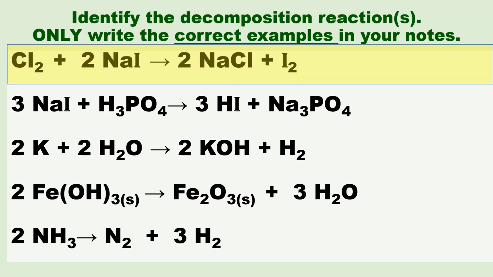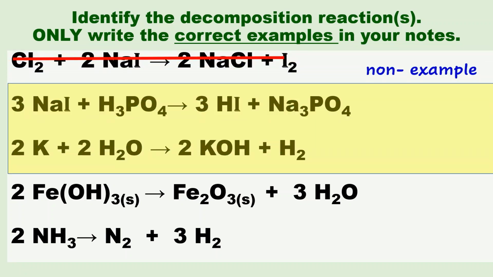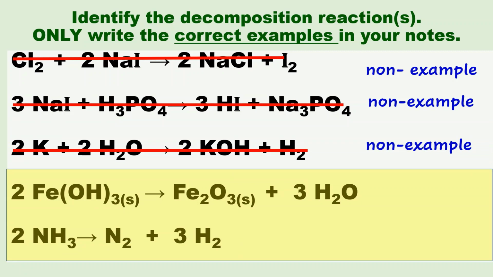The first reaction has two reactants present, indicated by the plus sign on the reactant side. Since decomposition reactions can only have one reactant, this is a non-example. In the second and third reactions, we see there's also a plus sign on the reactant side, so they have more than one reactant. This means they are non-examples. The third and fourth reactions, notice there are no plus signs on the reactant sides. That means they are examples of one substance breaking down into pieces or decomposition reactions.